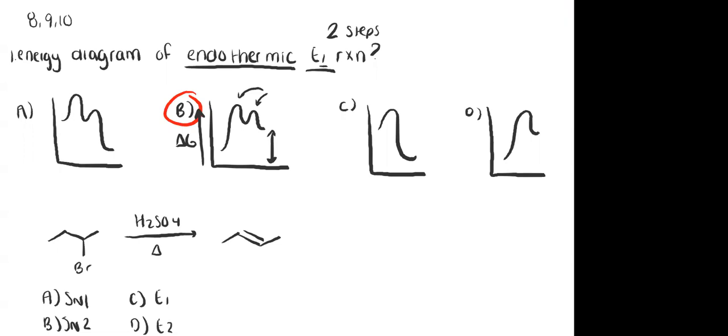I'm not really sure how to tell. Yeah. I was going by the H2SO4 and heat because that was in the list you just gave us, so I assumed it made it E1.